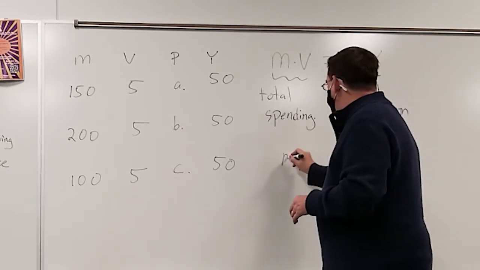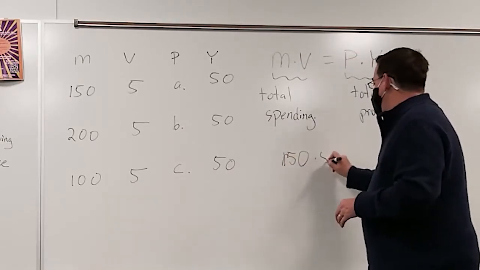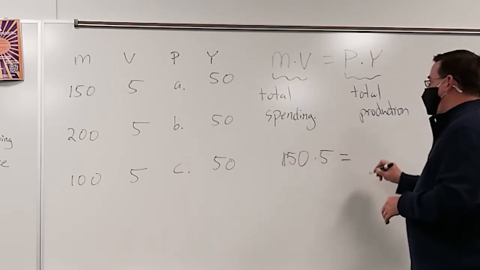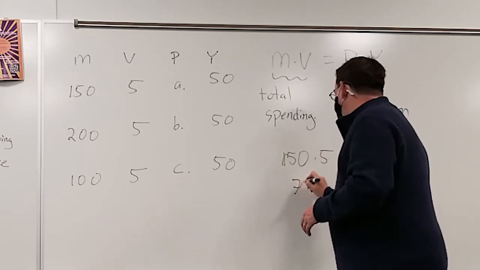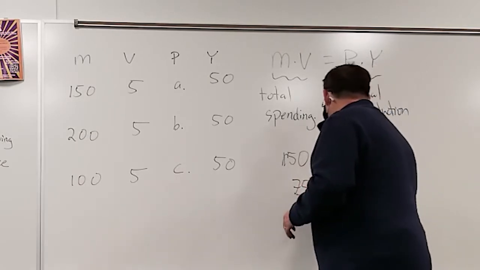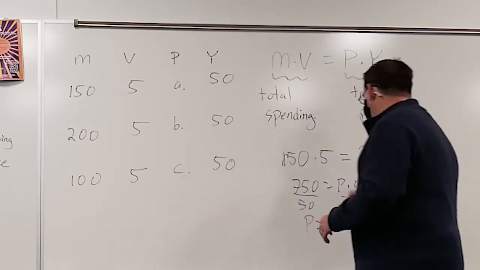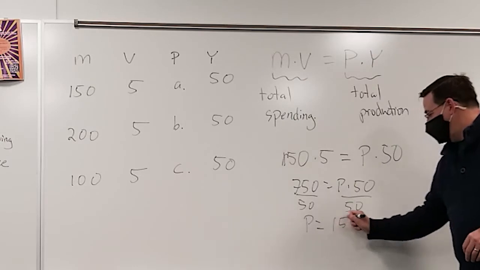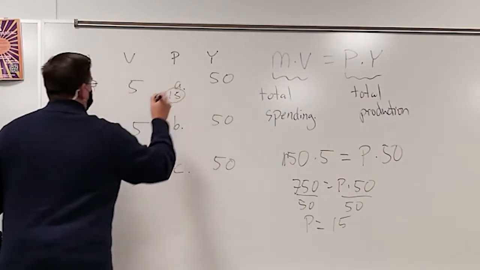If M is 150 and V is 5, that has to be equal to P times 50. 150 times 5 is 750, equals P times 50. Divide both sides by 50. We get P is equal to 15. So the overall price level in this example should be 15.